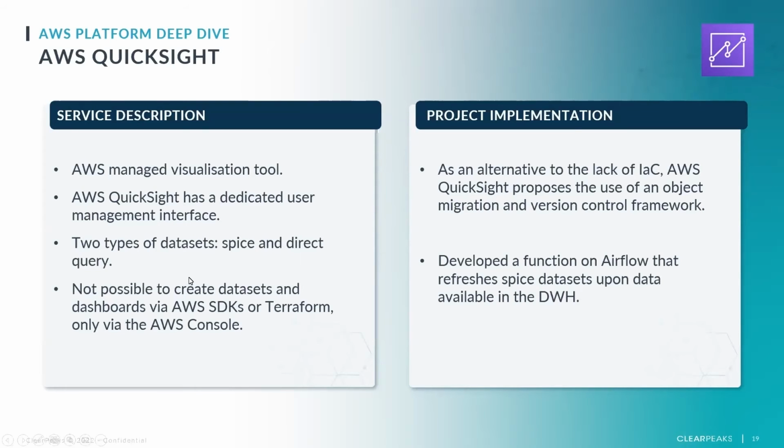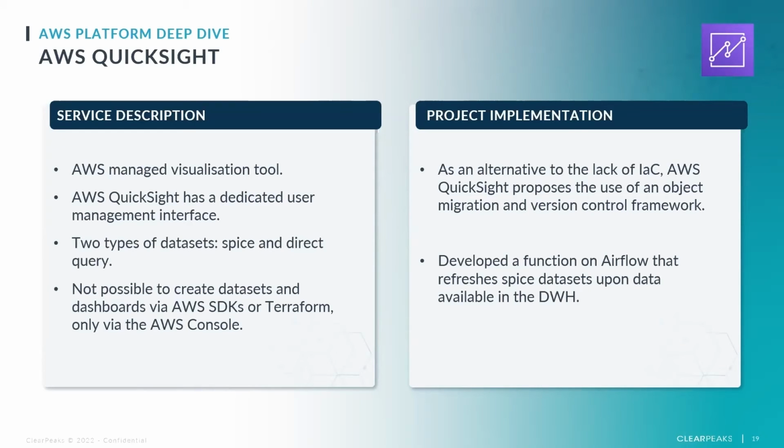It has two types of data sets: SPICE, the one that caches some data, and the direct query, which basically, while you browse through the dashboards, just queries the data warehouse. One of the drawbacks of the service is that it is not possible to export the datasets and dashboards via the Amazon SDKs or Terraform. So you can only create these dashboards via the console.